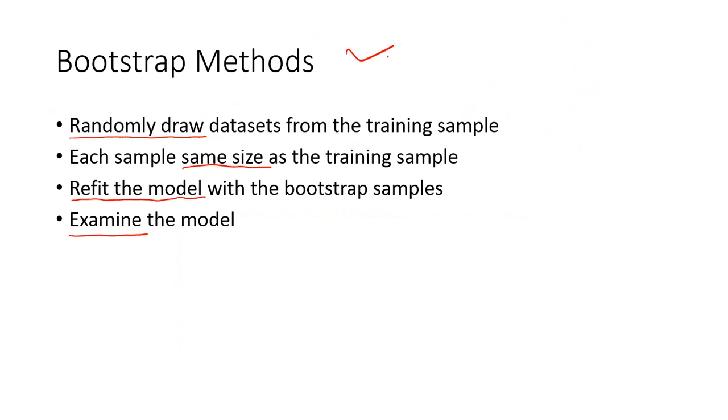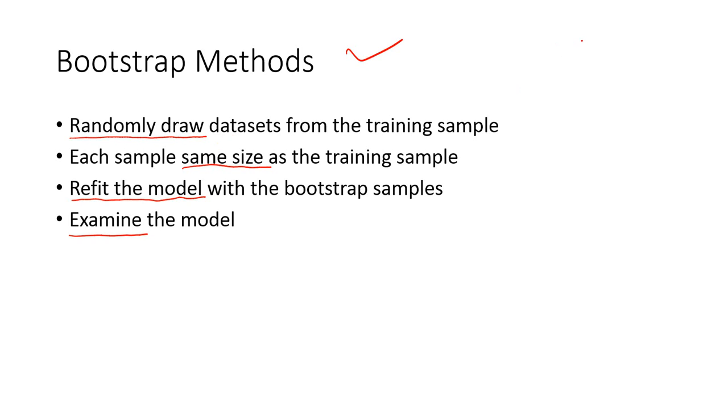The last one, or the fourth one, is the Bootstrap method. In the Bootstrap method, you perform certain steps. Firstly, you randomly draw data sets from the training sample. So you have a training sample, you randomly draw data points, and each Bootstrap sample, the sample you have created by randomly picking data points, will have the same size as your main sample.